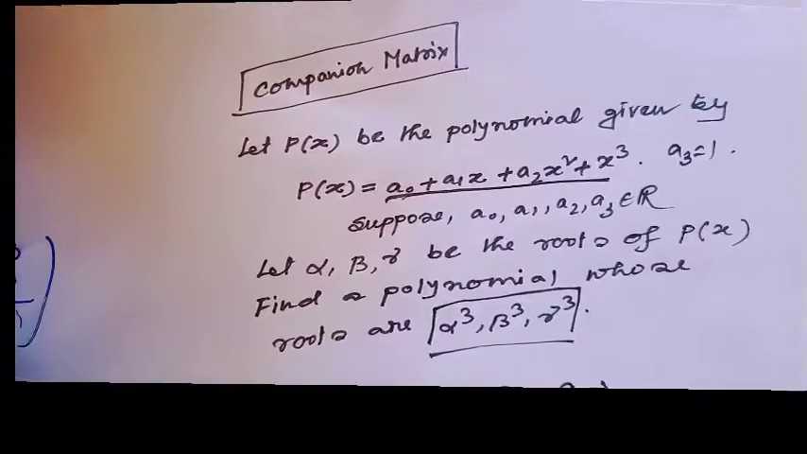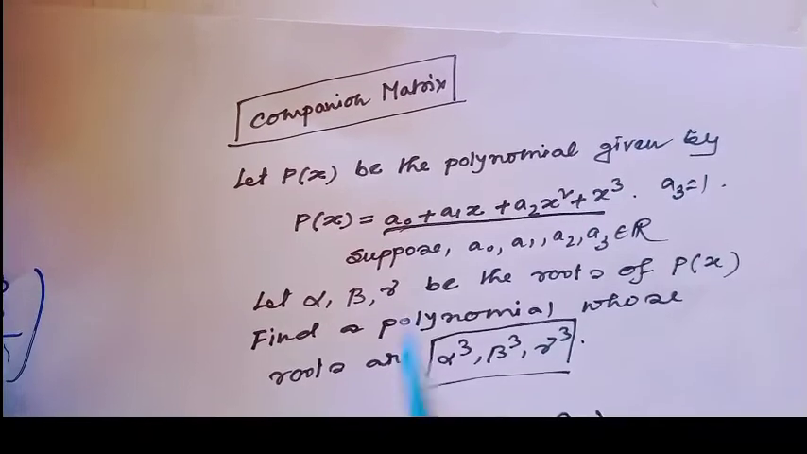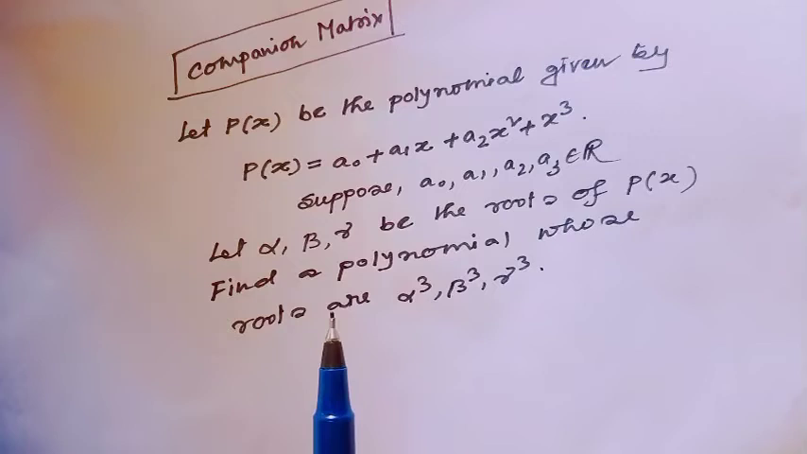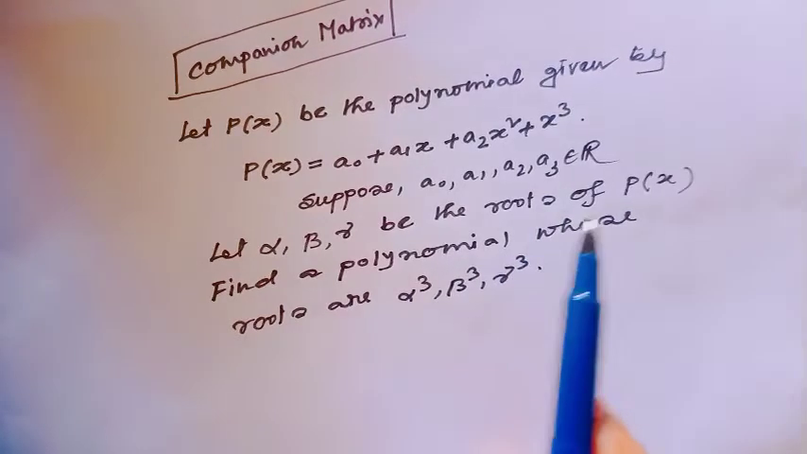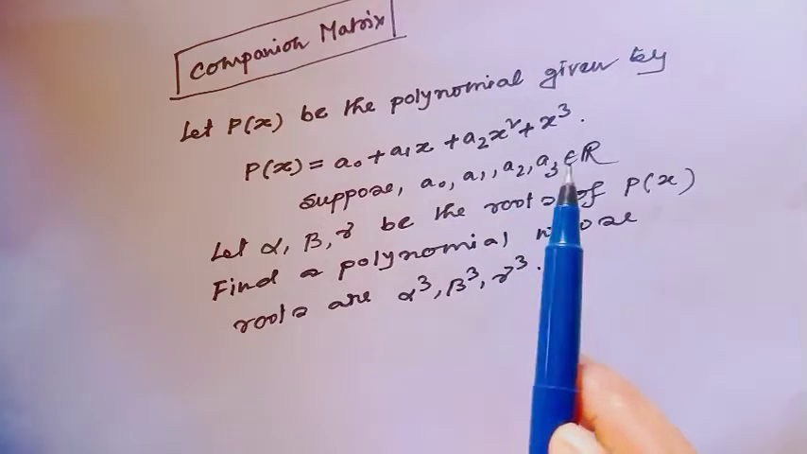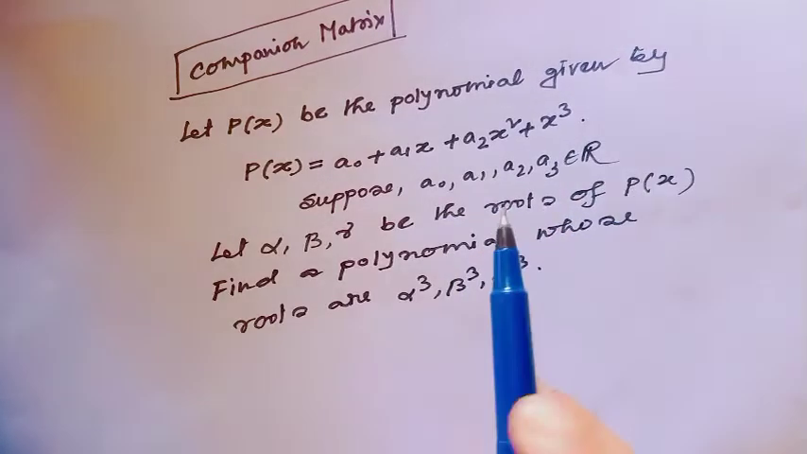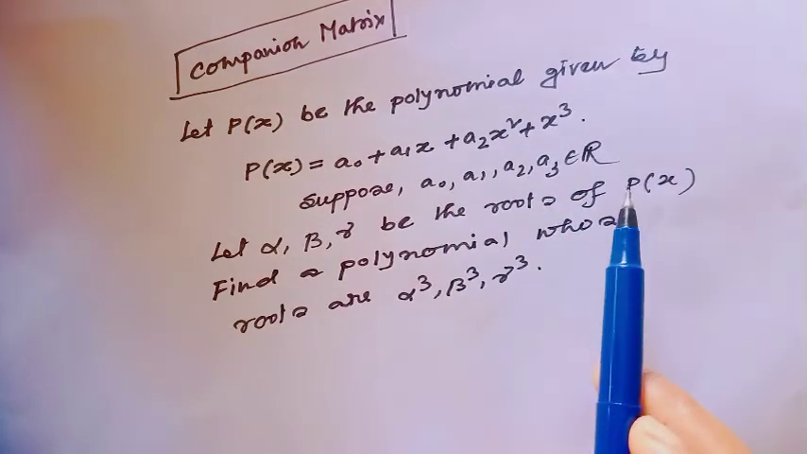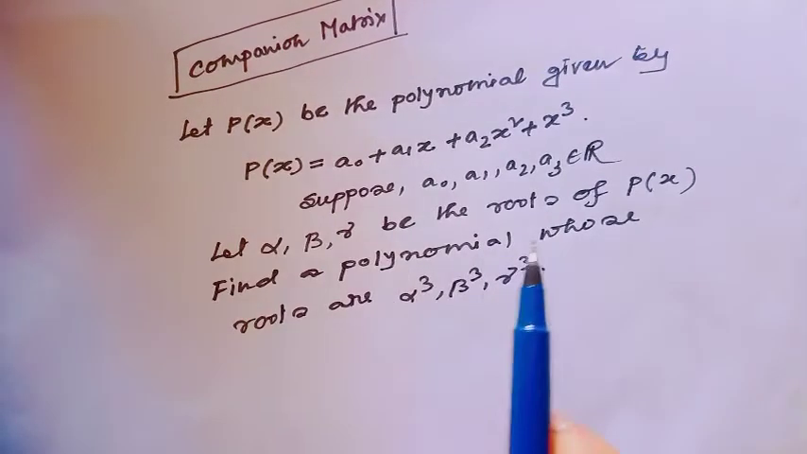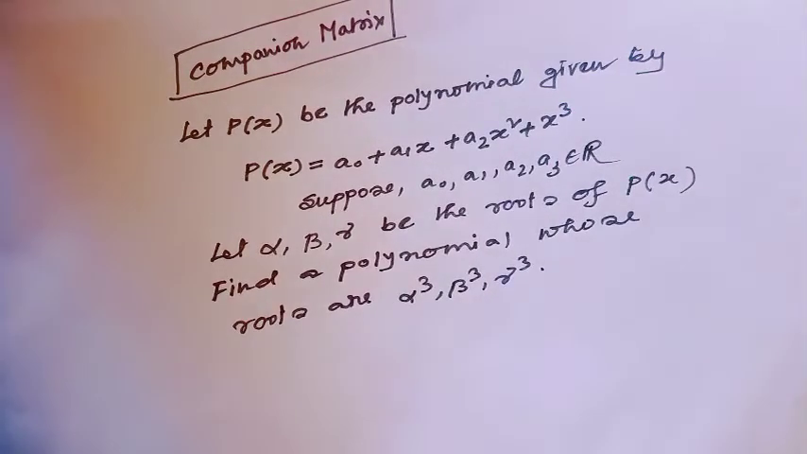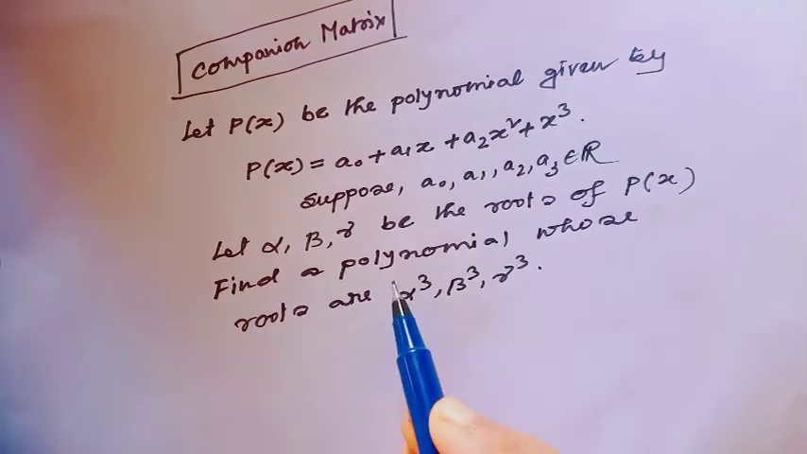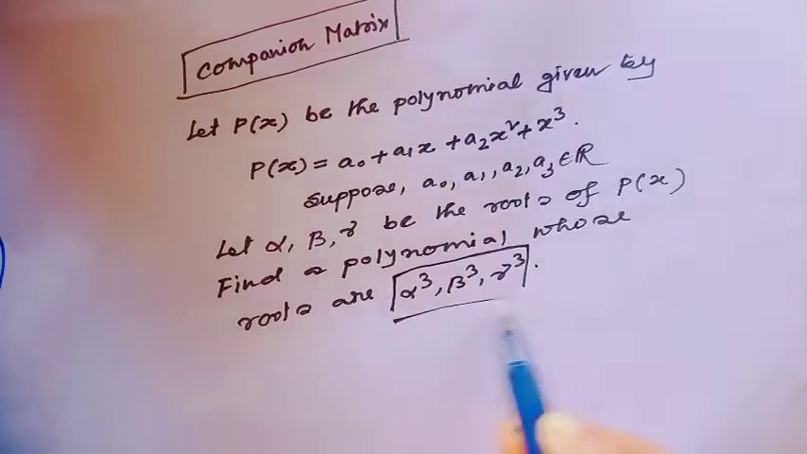Now I will see our main goal of this lecture, the companion matrix. What is the idea of the companion matrix? Consider P(x) to be the polynomial given by a0 plus a1x plus a2x squared plus x cubed, and suppose a0, a1, a2 belong to the real numbers, and consider alpha, beta, gamma to be the roots of this polynomial. Now find the polynomial whose roots are alpha cubed, beta cubed, gamma cubed.